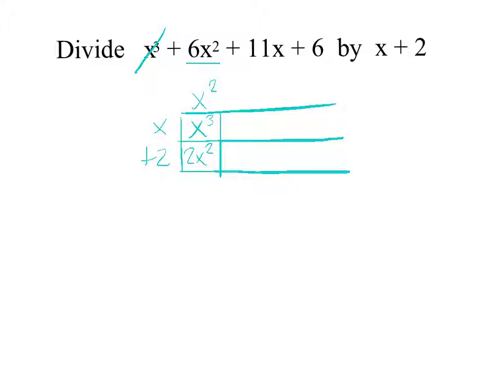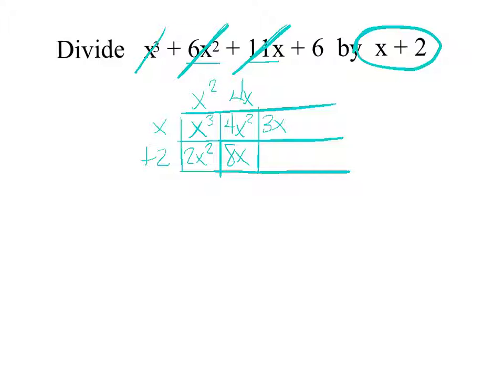I want to get 6x squared. So notice this is the same polynomial. I'm just dividing by a different thing this time. So I want to get 6x squared, so I'd have to get 4x squared here to do that. So 6x squared is taken care of. To get 4x squared, I'd need to multiply by 4x, and 4x times 2 is 8x. So now I need 3x to get up to 11x, so that's taken care of. In order to get 3x, I'd have to have a 3 up here, and 3 times 2 is 6, which is what I have there. So again, this divides evenly, and my answer is x squared plus 4x plus 3.